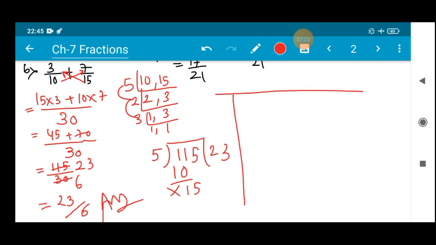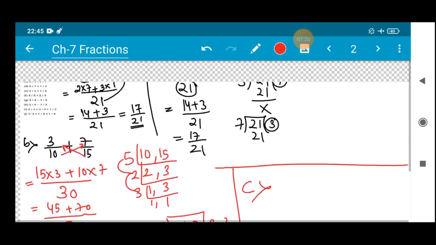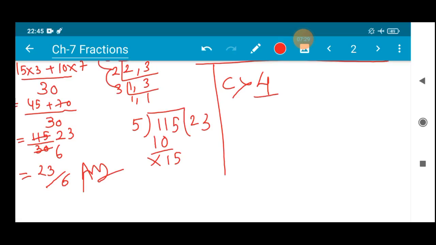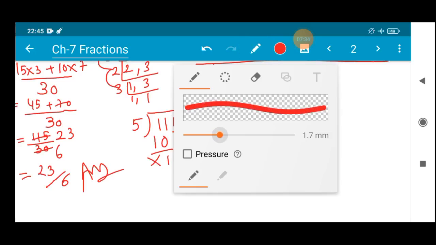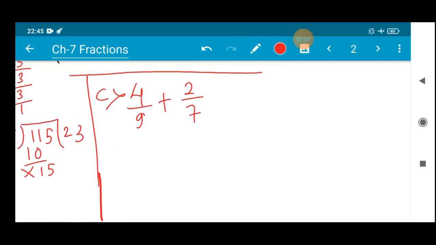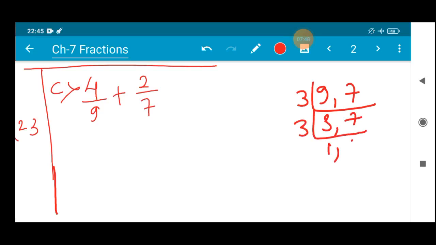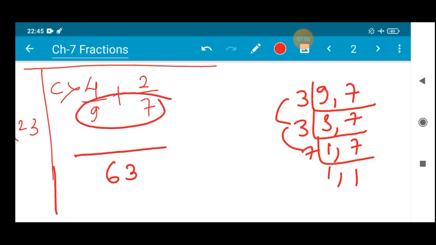Okay, let us do number C now. Number C is 4 by 9 plus 2 by 7. The first point which you need to follow is to take the LCM of 9 and 7. So 3 3s are 9, 7 here, 3 1s are 3, 7 here, and 7 1s are 7. So 3 3s are 9, 9 7s is 63. So the LCM of 9 and 7 is 63.